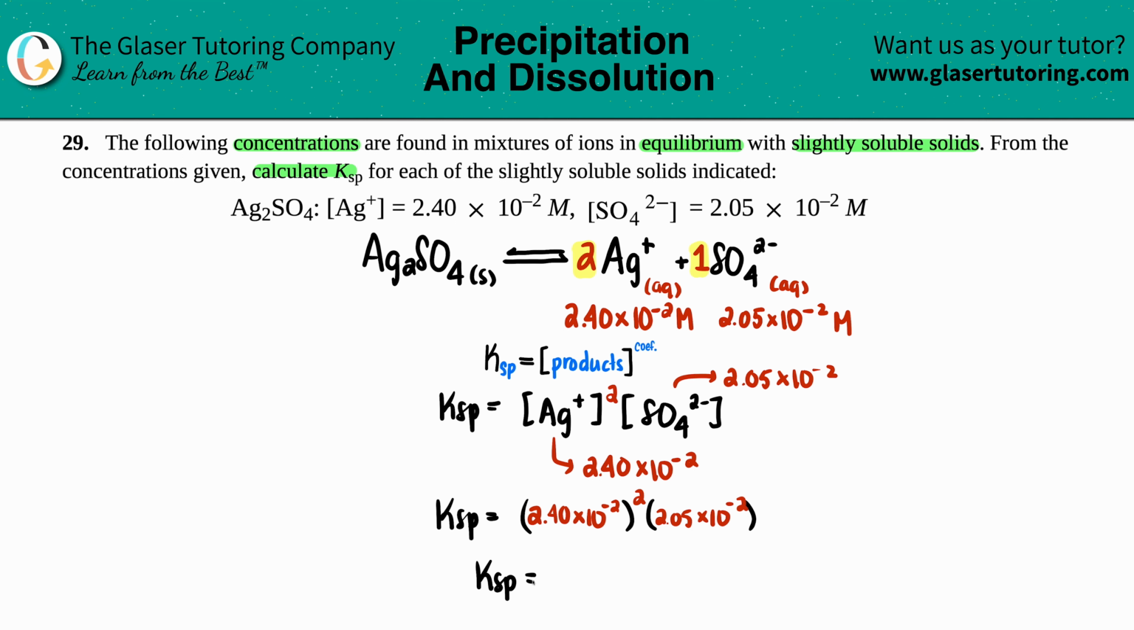So let's see if your answer matches mine. 2.4 times 10 to the negative second, that one is squared. And we have to times it by 2.05 times 10 to the negative second. And I get, drumroll please, 1.18 if we're using 3 sig figs. So 1.18 times 10 to the negative fifth. No units for KSP, and we are done.